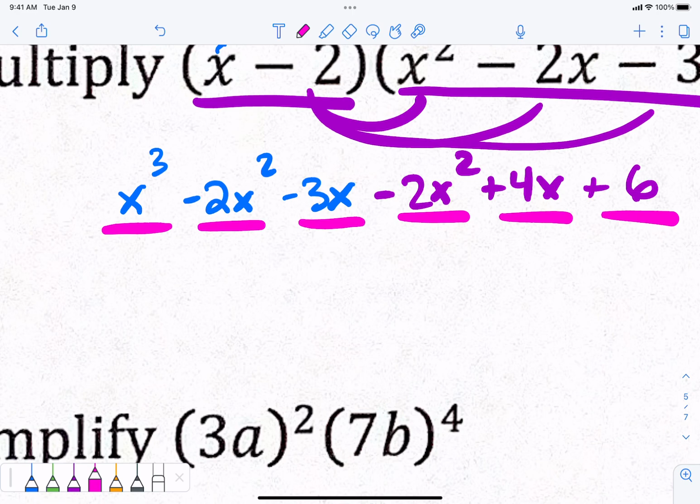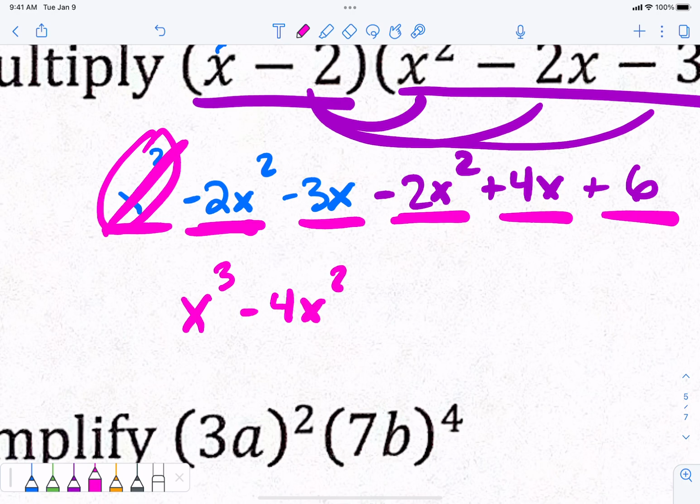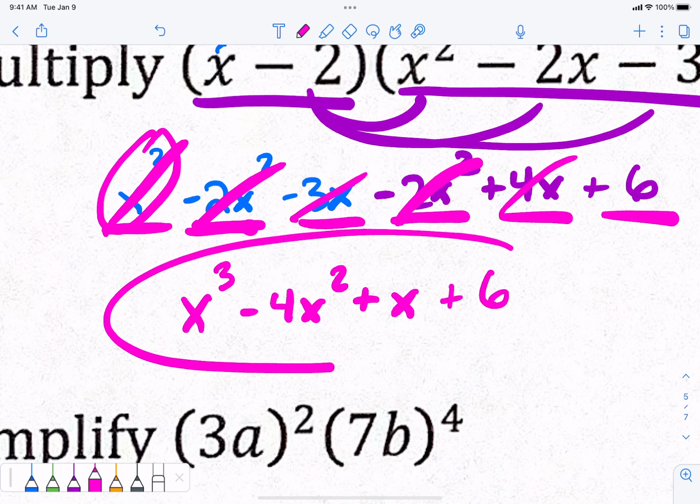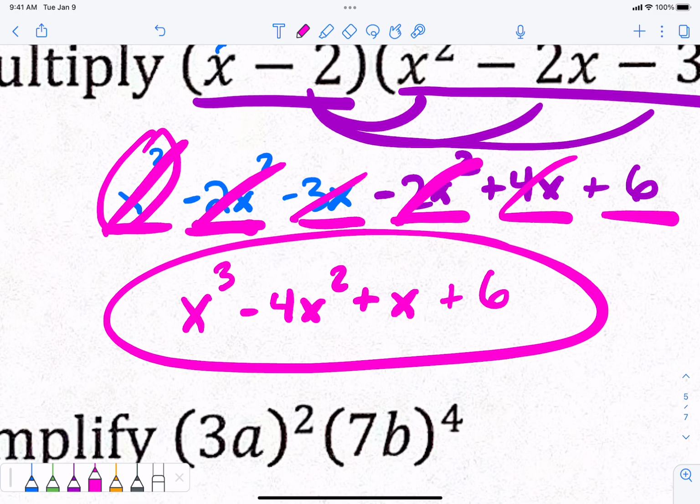Okay, last thing, combine like terms. x to the third power doesn't have anybody to go with, so he's just going to go by himself. All right, negative 2x squared and another negative 2x squared is negative 4x squared. How many x's will you have? 1. Plus 1x, or just plus x, right? And then plus 6. There we go. That was a multiply. Good?